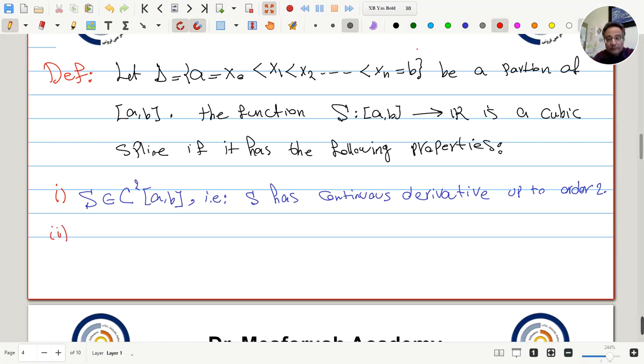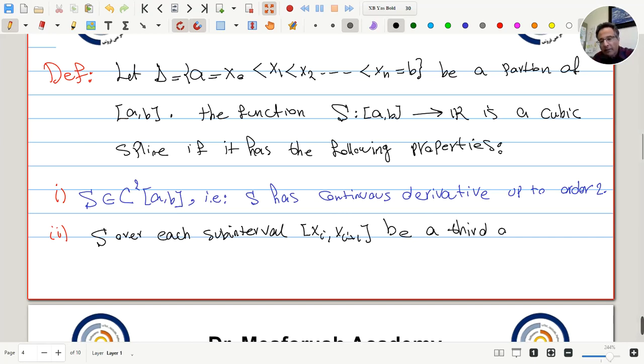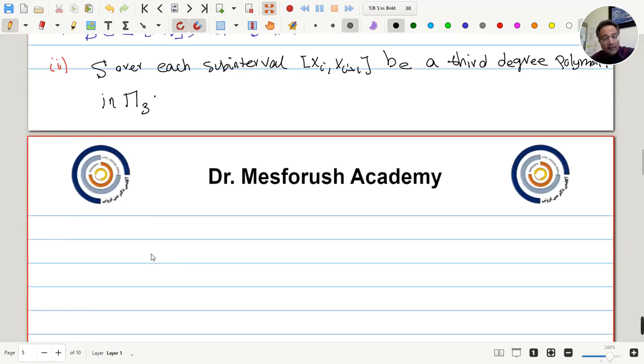The second property is that S over each subinterval xi and xi plus 1 be a third degree polynomial in P3, in fact.